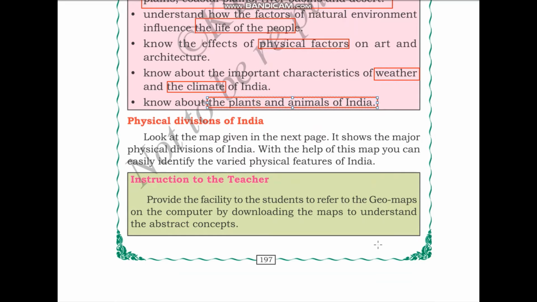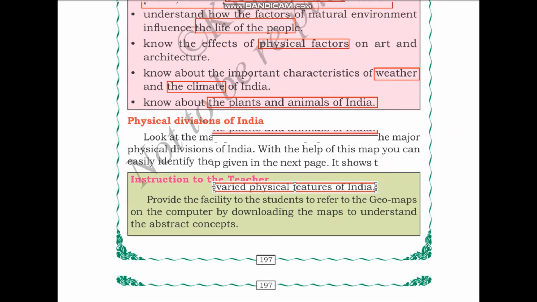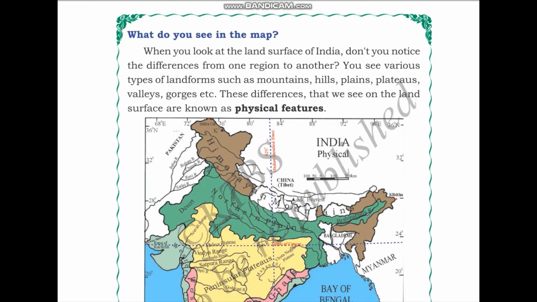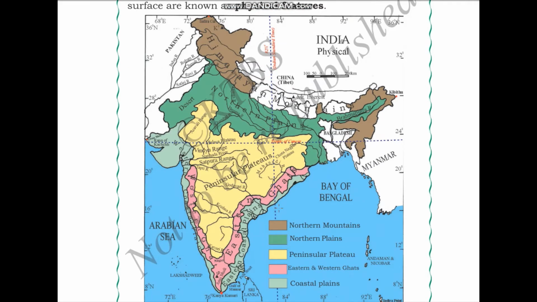Physical divisions of India. Look at a map given in the next page. It shows the major physical divisions of India. With the help of this map, you will be able to easily identify the varied physical features of India. Okay, so now we have been given a map here and we can identify the different features of our country.